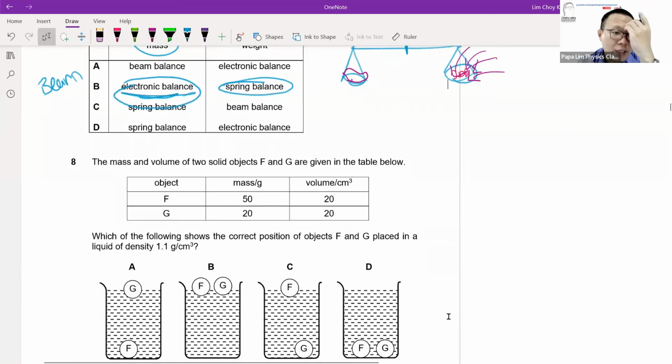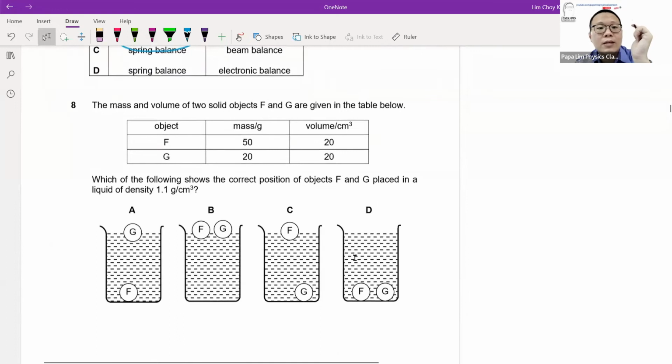Now for question 8, on the density of the object. Here we look at the liquid density, 1.1 gram per cm cube. What we are testing is the students' understanding of floating and sinking.